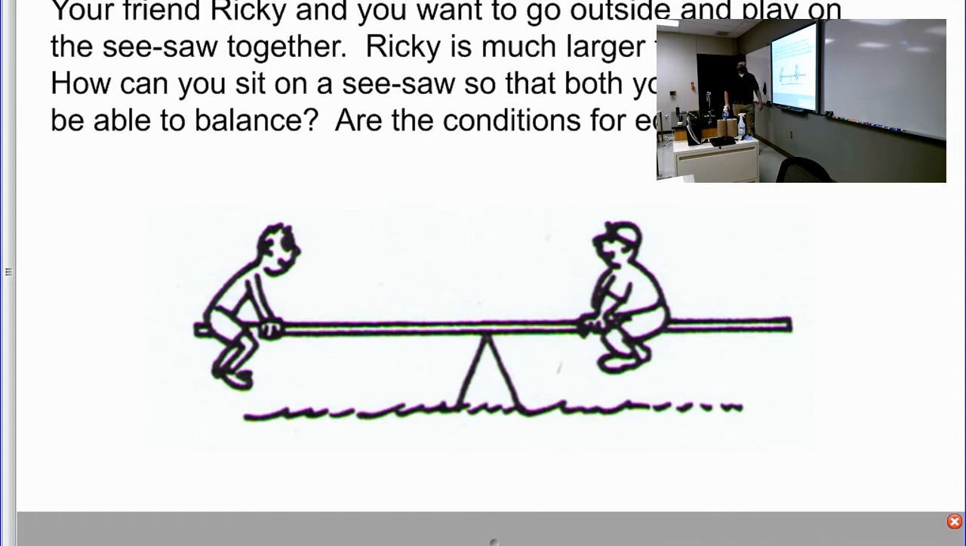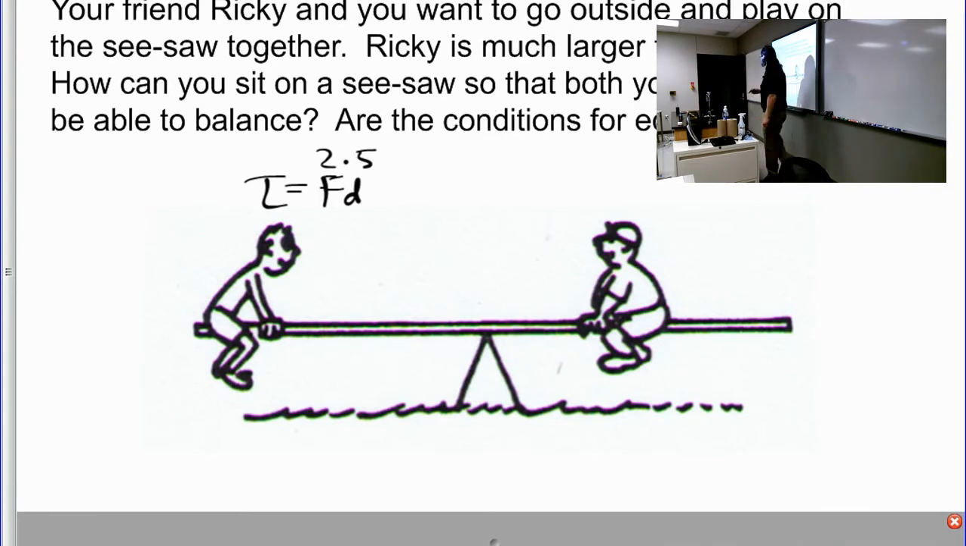So are the conditions for equilibrium satisfied? If he sits closer, yes, they are. Why is that? Because the torques are going to balance each other out. Remember that torque in general is force times distance times sine of theta, but we don't have any angles here, so we don't have to worry about that. On the left side, you have a smaller force but a larger distance. Let's say your force is 2 and your distance is 5, so your torque multiplies out to 10.